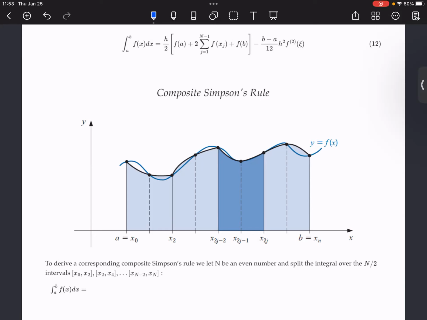So we have the subintervals, and we are going to apply Simpson's rule there. And this n should be an even number. We require this to be an even number. Then we divide the interval into subintervals and apply Simpson's rule to these even-numbered subintervals. Let's see what we can get if we apply such an idea, and what it looks like in mathematics.